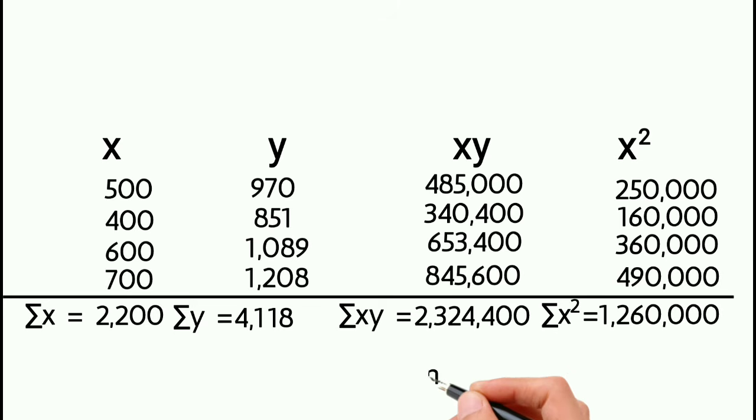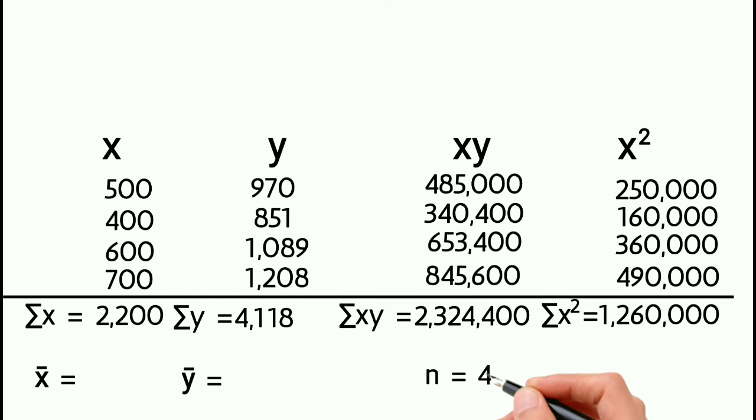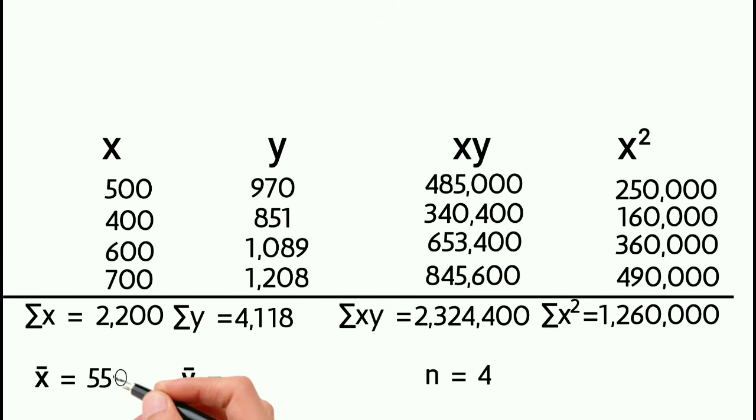Since na-compute na natin yung summation of x, summation of y, summation of xy, and summation of x raised to the power of 2, ang kulang na lang ay n, x bar or mean of x, at y bar or mean of y. Ang n or number of observations ay 4. Ang x bar ay 550. Paano yan na-compute? 2,200 divided by 4. Next, y bar or mean of y, that is equal to 1,029.5. Paano yan na-compute? 4,118 divided by 4.